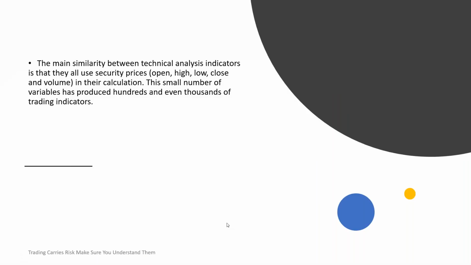Now, the main similarity between technical indicators is that they all use the same numbers. Because the only thing that we can base these mathematical calculations on is the open, the high, the low, the close, and volume. From these numbers, they have varying mathematical or statistical formulas that are applied to them. So this small number of variables has produced hundreds and even thousands of indicators.